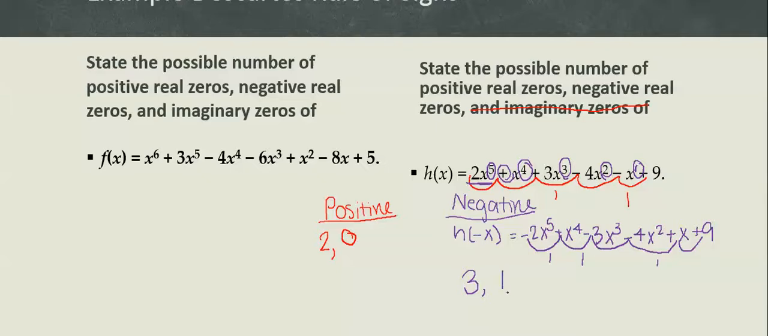And then if I try to take 1 minus 2, I would get a negative 1, and I don't want any negative answers. So my possibility for getting negative zeros would be either 3 or 1. And that was finding using Descartes' rule.